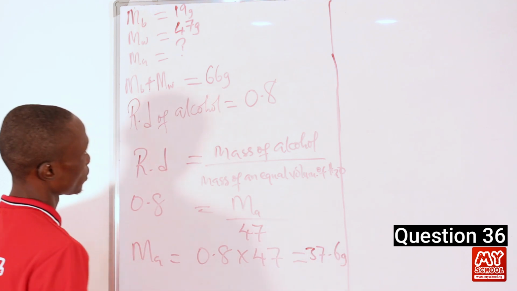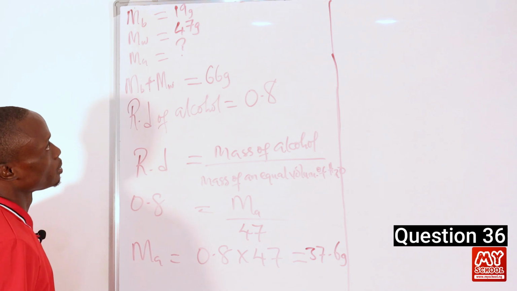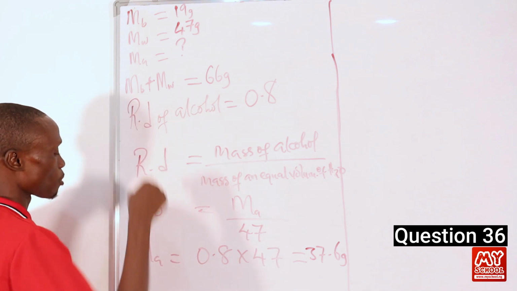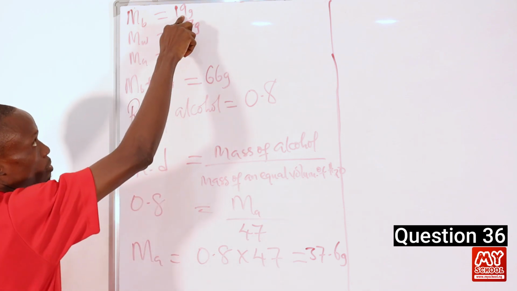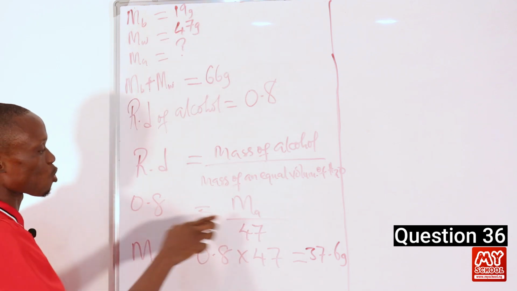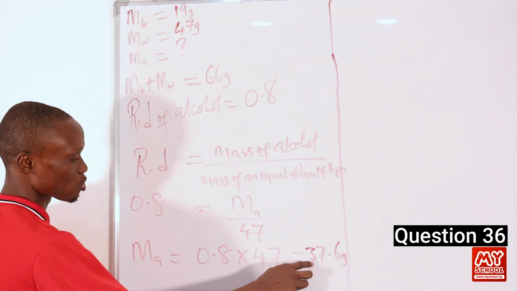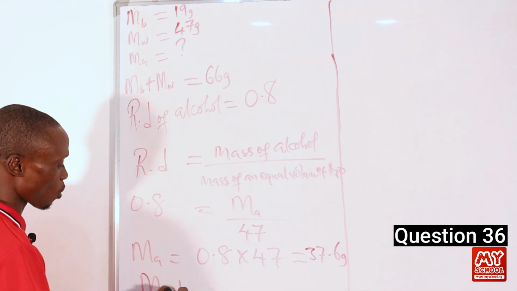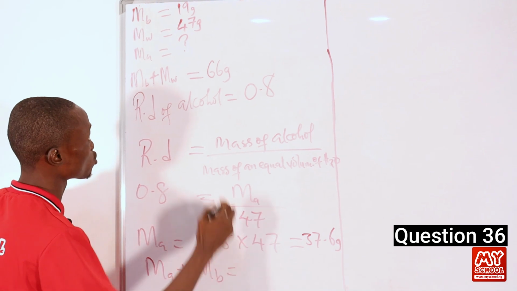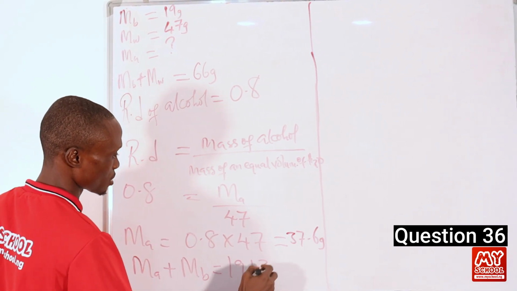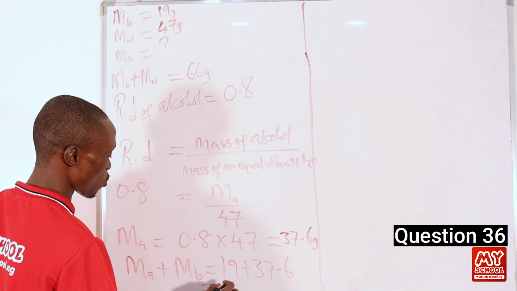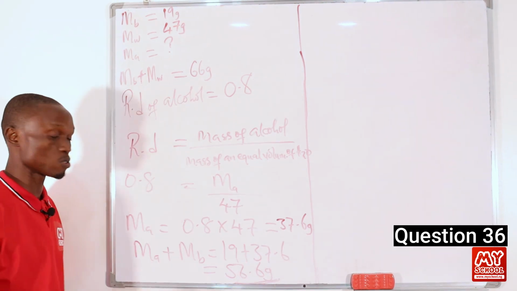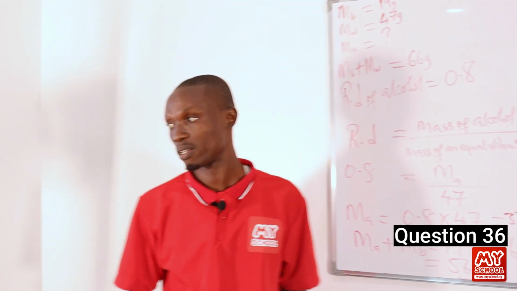37.6 grams. But in the question we are asked to calculate the mass of the bottle when it is completely filled with alcohol. We know that the mass of the bottle alone is 19 grams, and the mass of alcohol, according to our calculation, is 37.6 grams. So MA, the mass of alcohol, plus the mass of the bottle equals 19 plus 37.6, and this will be equal to 56.6 grams.